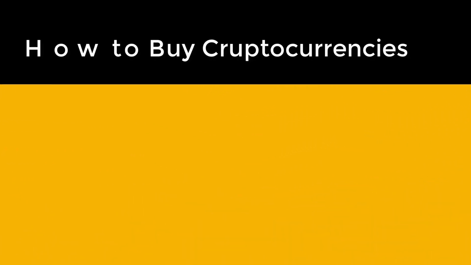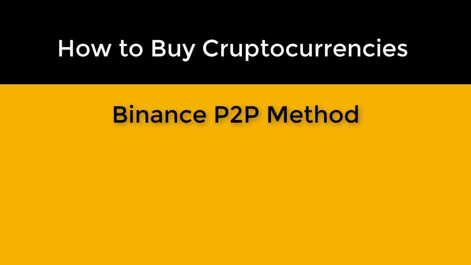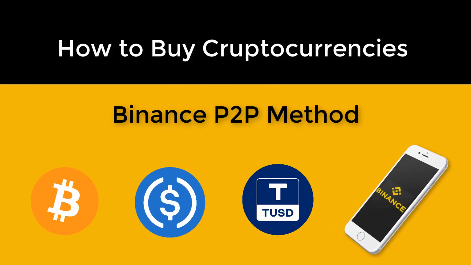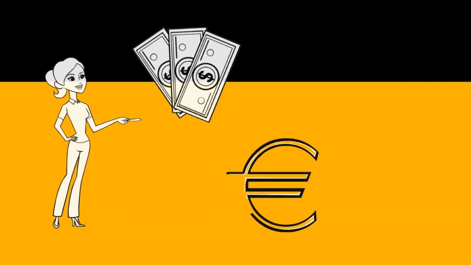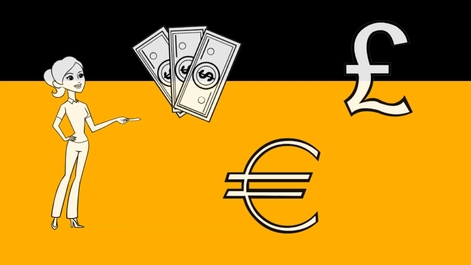In this video, I will show you how you can buy cryptocurrencies using the Binance P2P method. Now before we jump in, I'd like to spend a minute or two to explain to you guys why you might potentially use the P2P method to buy cryptocurrencies. So it's obvious that we're going to have to spend some of our fiat currencies like US dollars, euros or British pounds to actually buy the crypto assets.